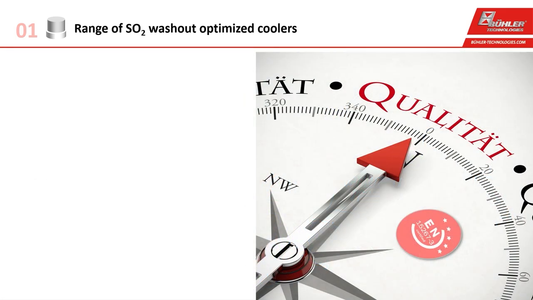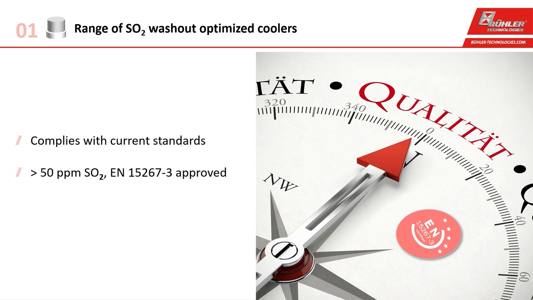To sum up the advantages of the new SO2 washout optimized sample gas coolers of Bühler Technologies. The sample gas coolers comply with the newest standards. Measuring ranges larger than 50 ppm of SO2, according to the European standard EN 15267-3, have been achieved in TÜV certification tests. If your application is in a range of less than 50 ppm, we are confident that we can reach the desired performance by using additional acid dosing.